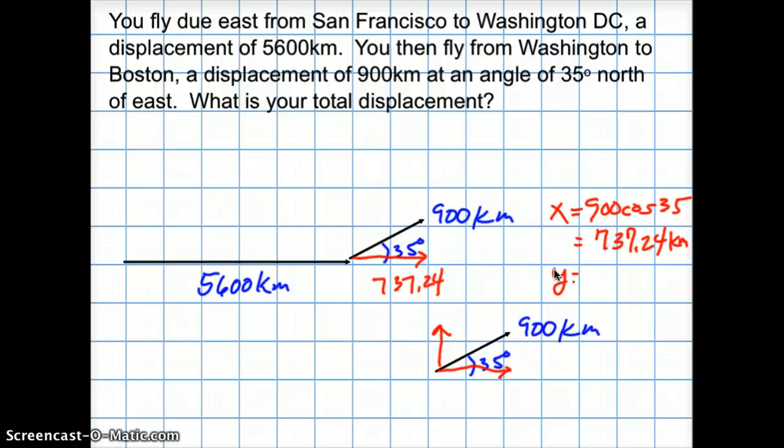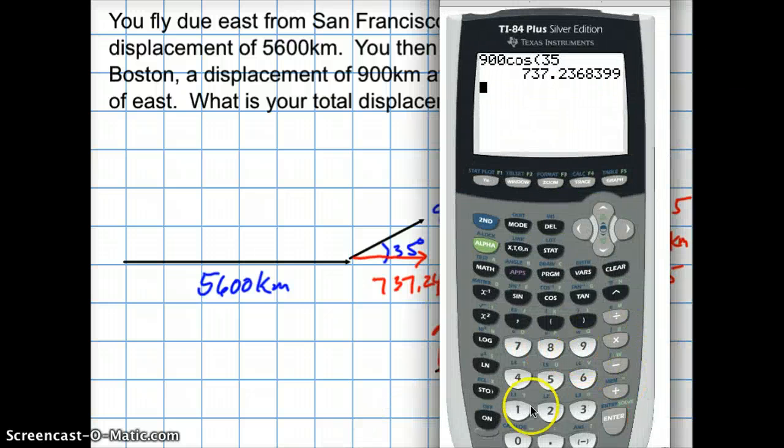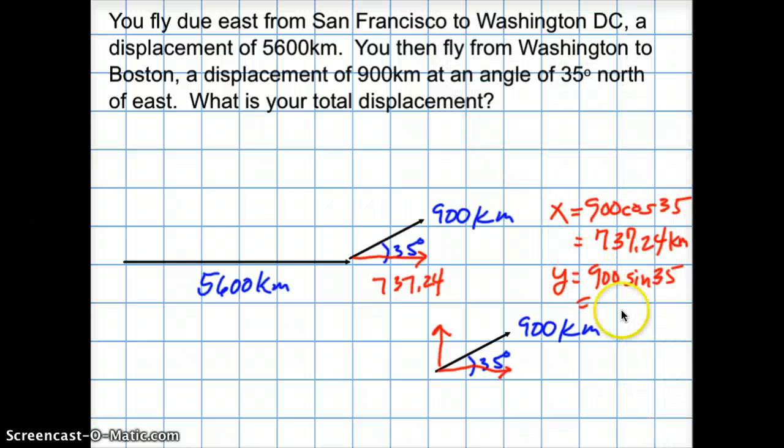So my y, or my vertical, is 900 times the sine of 35. And that is equal to 516.22. So let's put 516.22. And so now that's this vector, 516.22.